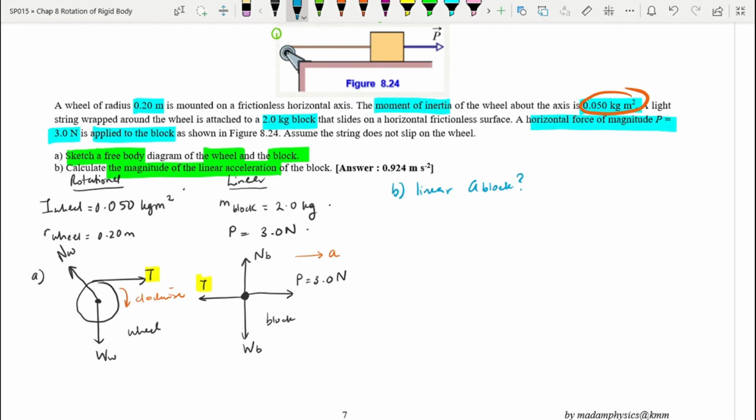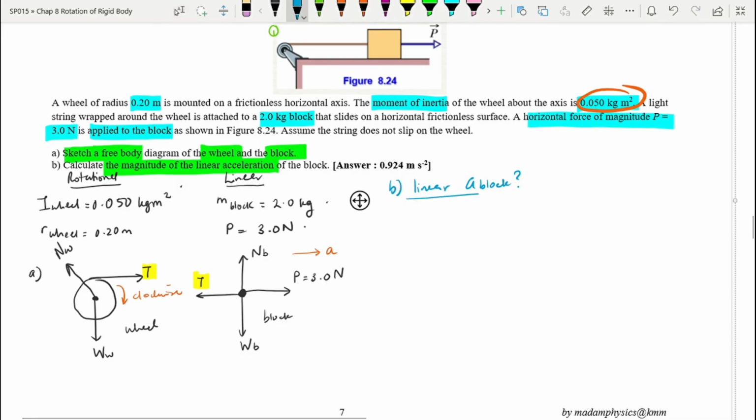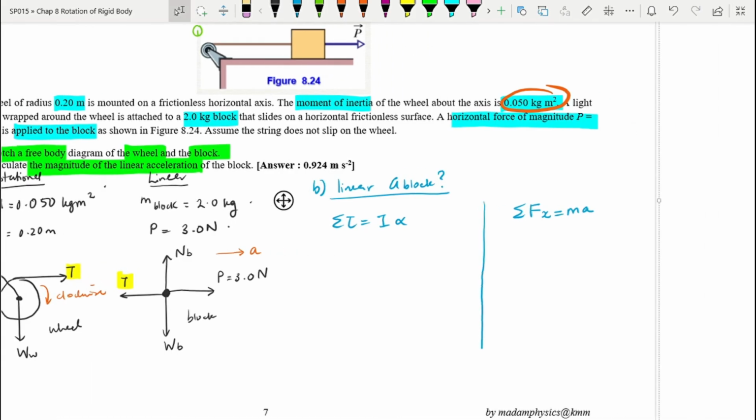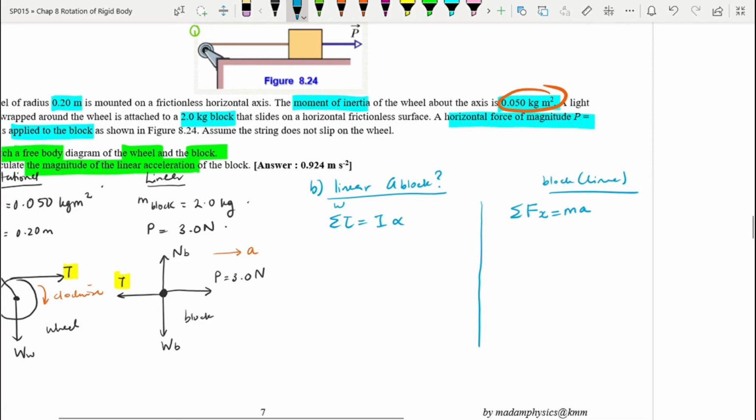So, to solve it, first we need to apply two concepts. Okay, and this is in equilibrium. So, we need to apply torque equals I alpha for the wheel, and summation of force equals MA. For MA, it is in X, for the block. Okay, so we need to divide into two. This one is for the block, that is linear motion. And the torque is for the wheel, rotational motion. Okay, and one more, summation of Fy equals 0 because there is no movement along Y.